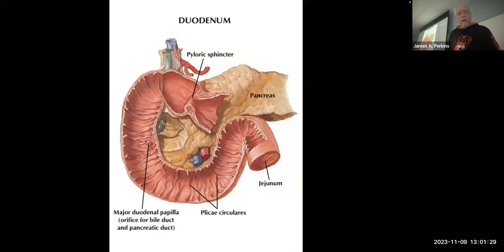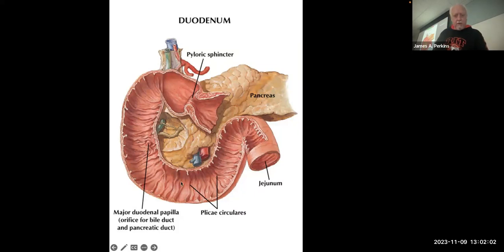Here's a cut section through the duodenum. So you see the superior part up here that sits just beyond the pyloric sphincter. Then it turns inferiorly to become the descending part. You can actually see there's something here called the major duodenal papilla. It looks like a tiny little fingertip or a tiny little nose protruding into the space, the lumen of the duodenum. And this is where both the bile duct and the pancreatic duct are draining into the duodenum.